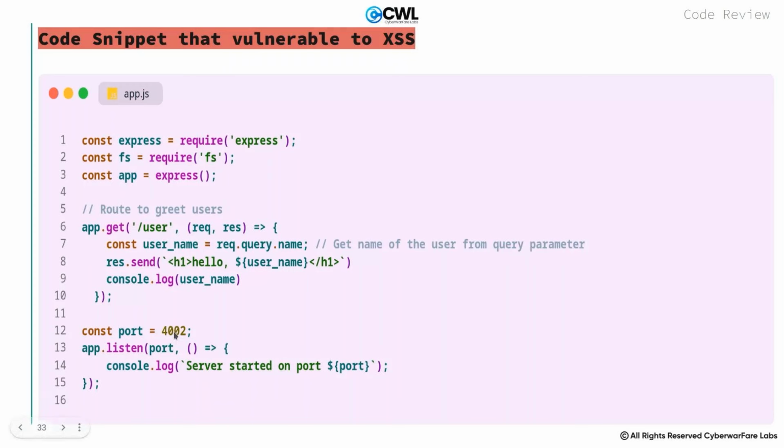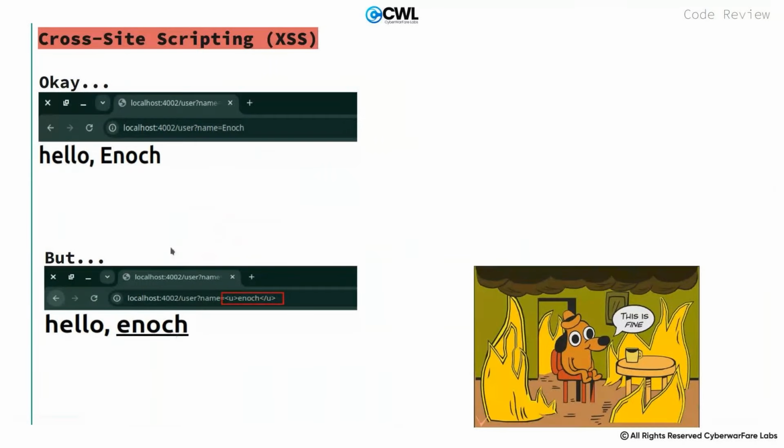That's all. Now let's test this code here. We have a name parameter, we're putting in the input as Enoch, and our name is being reflected back here. So it basically says hello Enoch. Now what if we try to inject some kind of HTML payloads here?